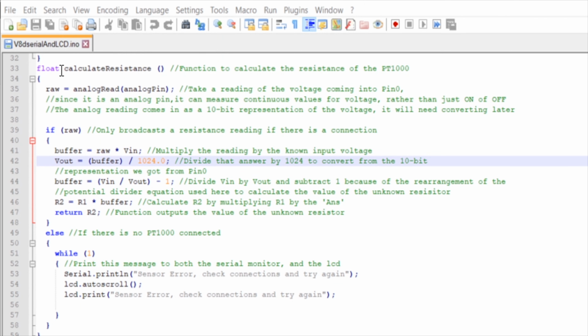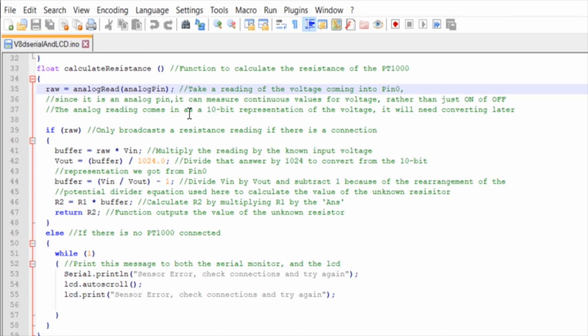The Arduino uses the calculate resistance function to determine the resistance of the PT1000 sensor. The first thing it does is take an analog voltage reading from pin 0. This voltage comes in off the potential divider that contains a 1000 ohm resistor and the PT1000 sensor. Since it's an analog pin, it can measure continuous voltages for values, rather than just on or off.